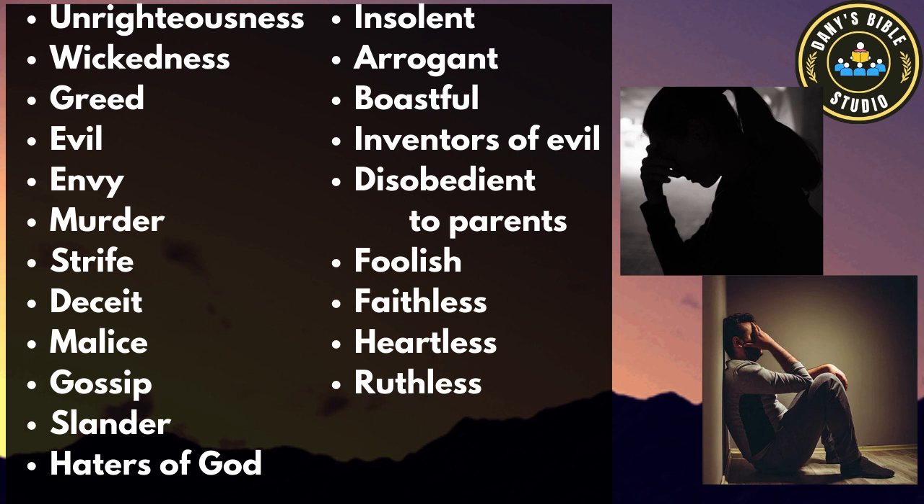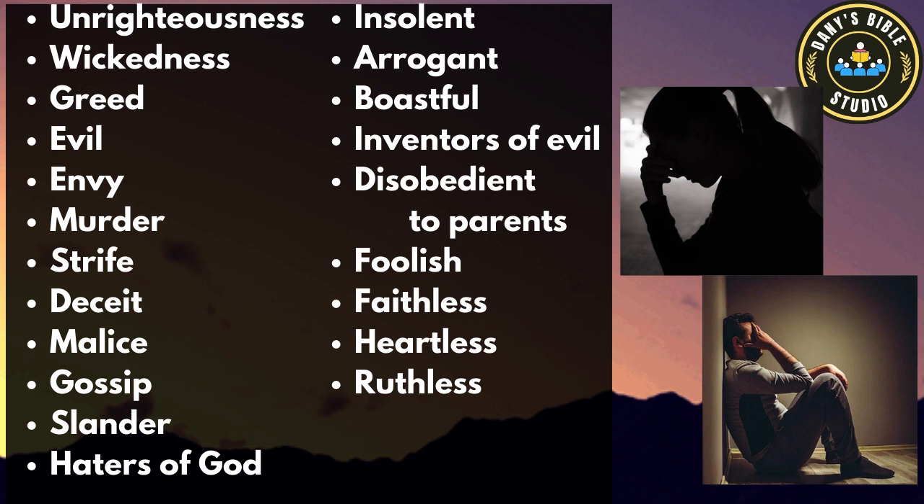Third, greed. This refers to an excessive desire for material possessions or wealth. One example can be seen in the story of Achan in Joshua 7, who takes some of the devoted things from Jericho, against God's command, which results in defeat for the Israelites in battle. Fourth, evil. This refers to any act or thought that is morally wrong or sinful. One example of evil can be seen in the story of King David and Bathsheba in 2 Samuel 11 to 12, where David commits adultery and murder.